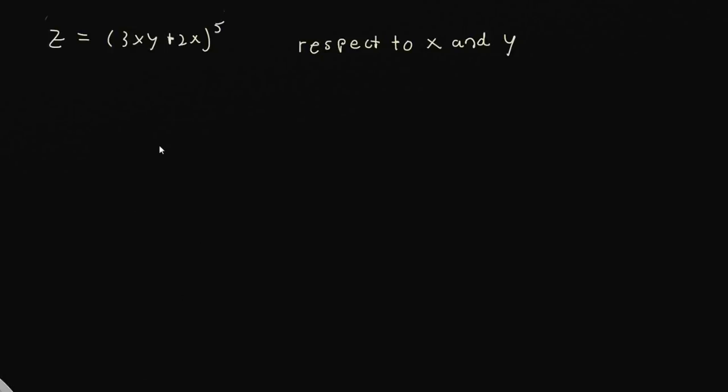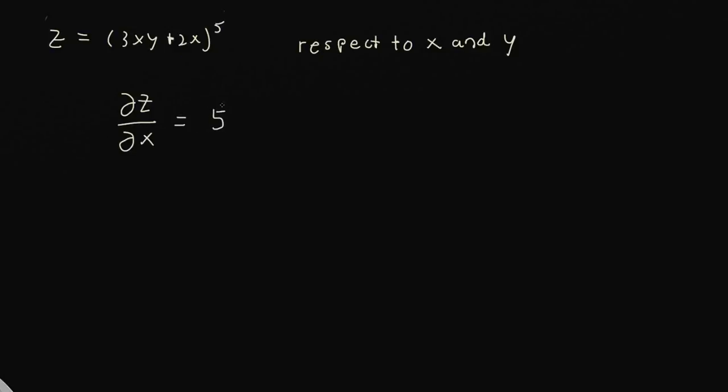Okay, so we're going to tackle another partial derivative problem using the chain rule. For this problem, we have to take this function of z with respect to x and y. So let's write out our partial derivative symbol: the partial derivative of z with respect to x. We're doing x first, so in order to do that, we first do the chain rule.